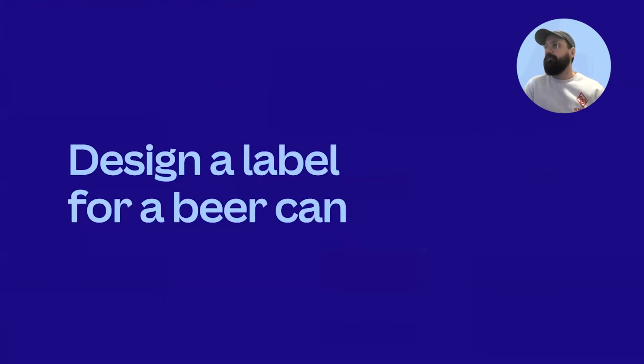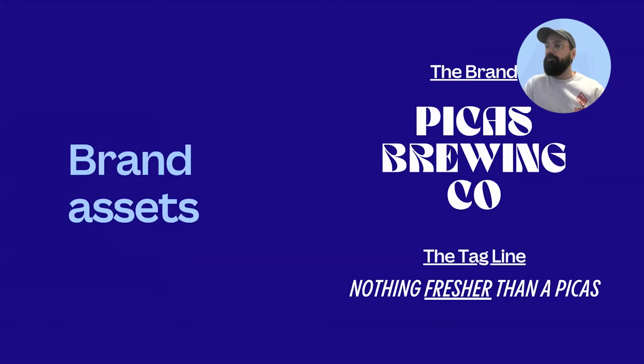Now for the fun stuff. We're going to jump on the digital drop saw, as the Batuta guys call it, and we're going to crack into designing a label in Canva. So to kick off, we've set up our brand. Our brand is Pika's Brewing Co. A fun little design nod there. If anyone recognizes that, jump in the chat and let us know.